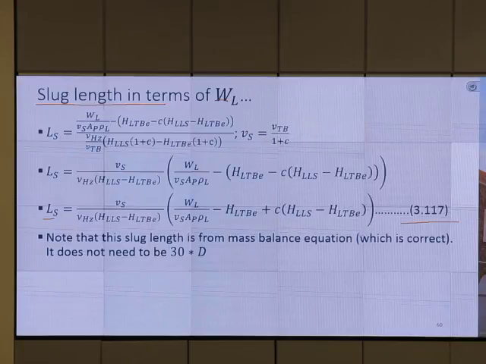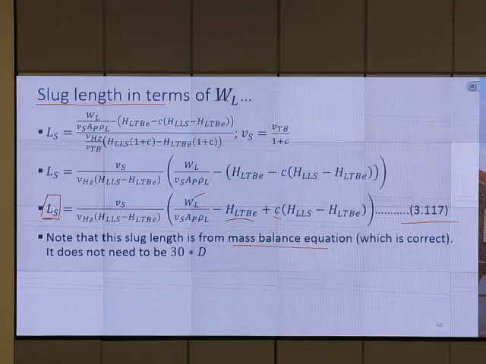Okay, so basically, if we know WL, we put WL in here. If we know VRTBE, we put it in here. We know C, we put it in here. Put everything here, then we can get slug length. Okay, slug length. So note that this slug length is from the mass balance equation, which is correct. It does not need to be 30 diameter. Okay, slug length doesn't need to be 30 diameter.